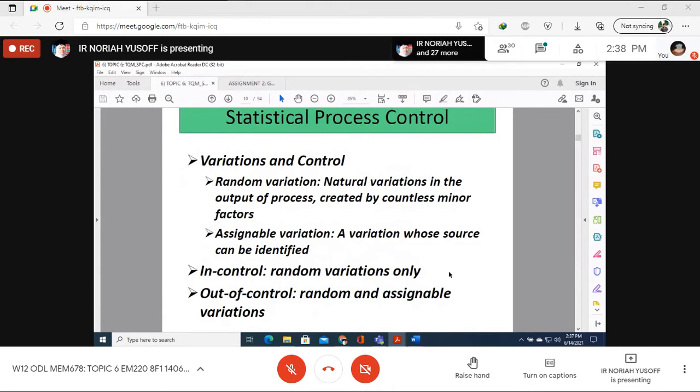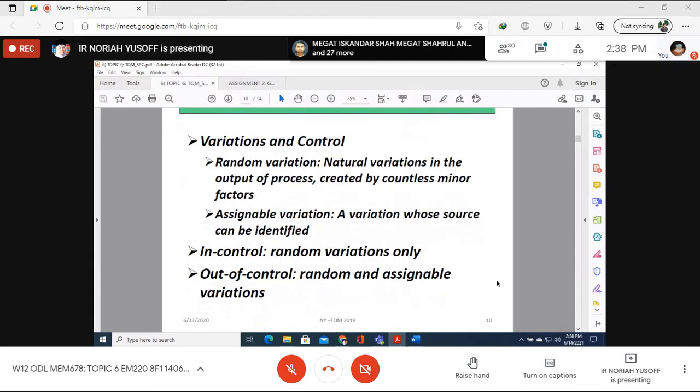But some of the things that you do not anticipate, those are called outliers, or unassignable causes. Right.